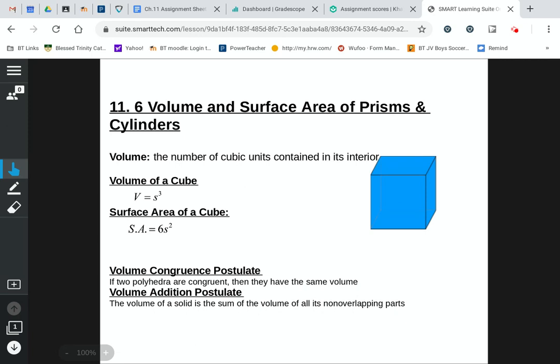Now, the first one we have is volume. Volume is basically the number of cubic units to contain inside an object. So basically, guys, if you were to fill it up with water, how much water would it take to fill it up, or sand, or whatever? If we were in class, I could actually show you this with beans or something else.